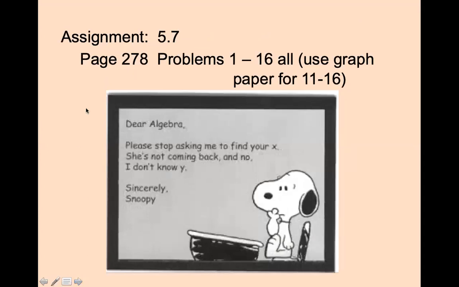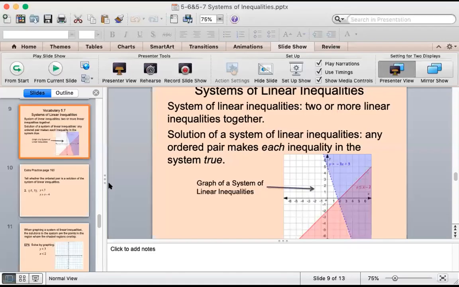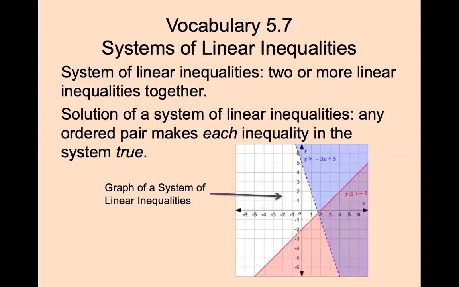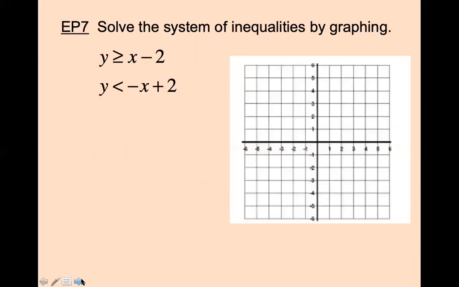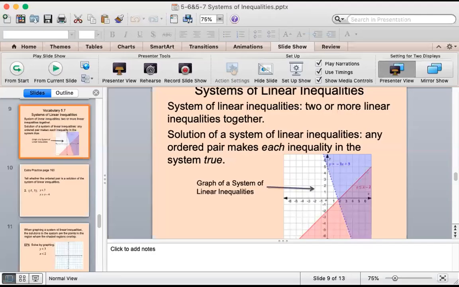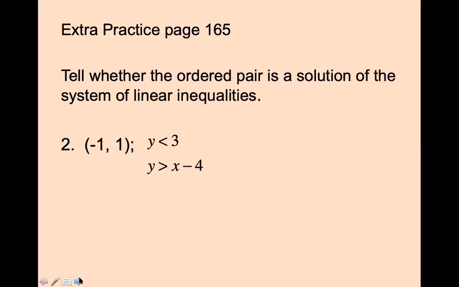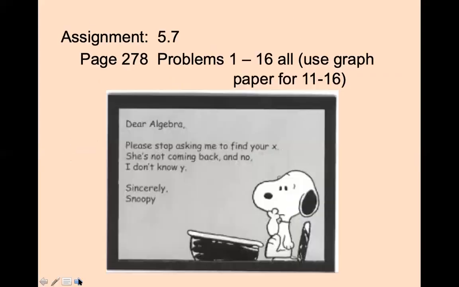All right, so it says your assignment is 5.7. It is not this. You guys have a worksheet. Let's go back to that last slide. It is written on your agenda what it really is. So it's not this, okay? It is a worksheet, and the link to the worksheet is on the agenda calendar.